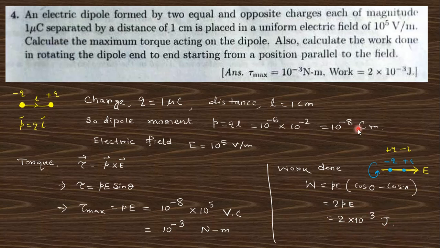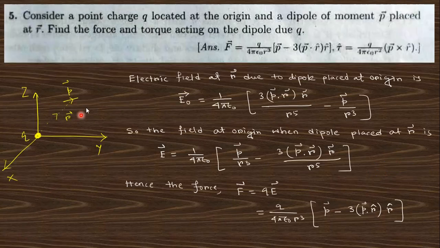So this is the amount of work done required to just flip this dipole in this electric field. Go to the next question. Question number 5 says: consider a point charge q located at the origin and a dipole moment p placed at position r. Find the force and torque acting on this dipole.